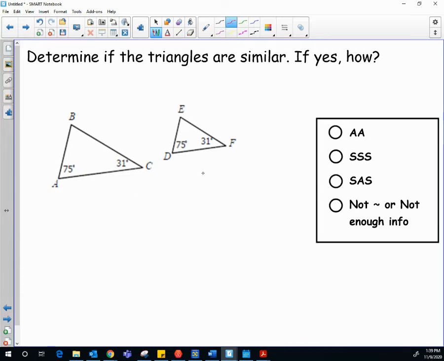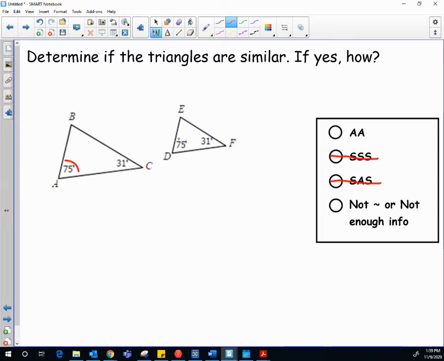As of right now, I only see angles. So I know I won't be using side-side-side, and I know I won't be using side-angle-side because there were no sides given. So now I have to check, is it angle-angle, or is it not similar or not enough information to say it's similar? If I look here, we have 2 angle measures.